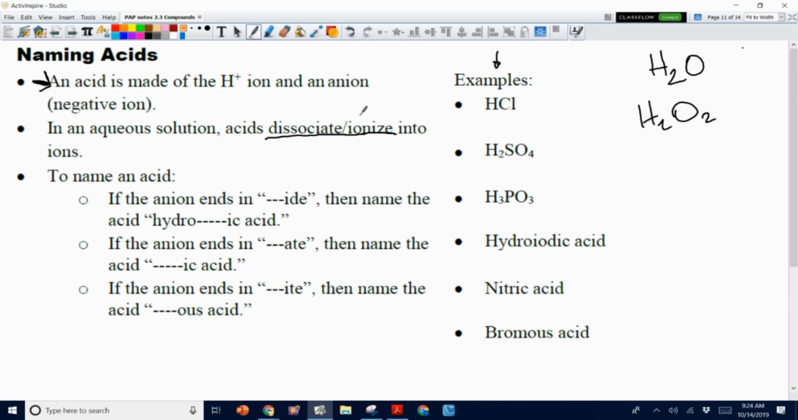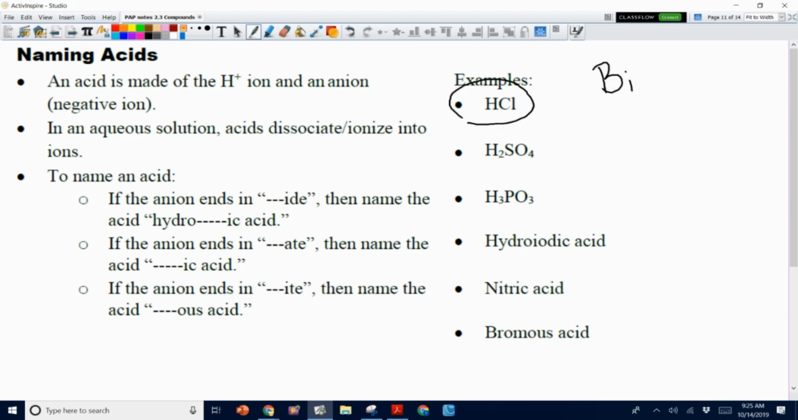All acids do, but there are some acids that are strong acids, and there are some bases that are strong bases that dissociate 100%. We'll get to that in just a minute. All right, so to name an acid, there are two ways to name an acid. There are your binary acids and your ternary acids. All right, so binary, prefix bi means two, so it's an acid made of two elements. So HCl is going to be an example of a binary acid.